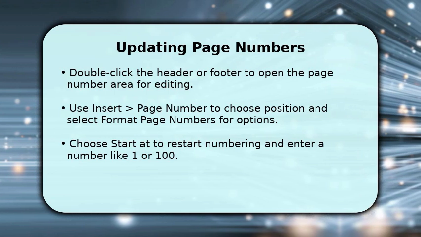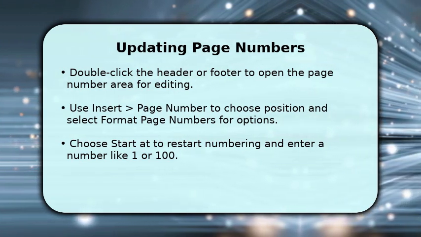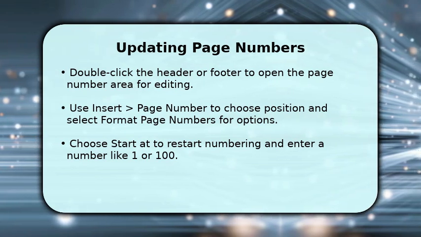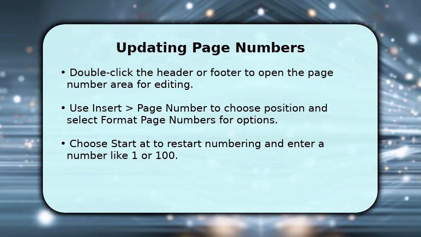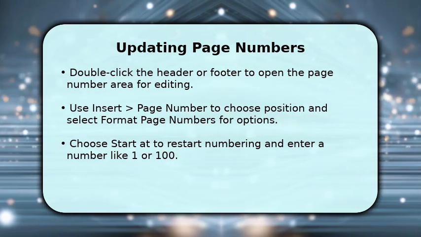In Format Page Numbers, choose Numbering Style and set Start at to Restart Numbering. Choose Start at to Restart Numbering and enter a number like 1 or 100. Close the header to return to the document and check each section for correct numbering.